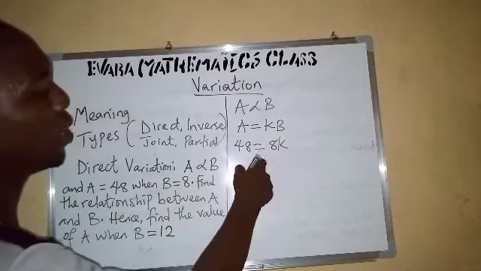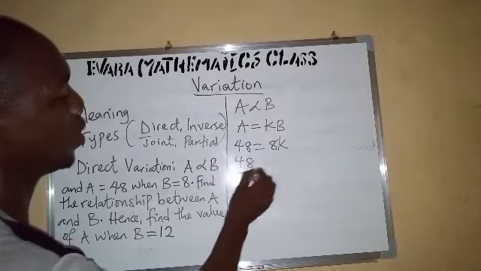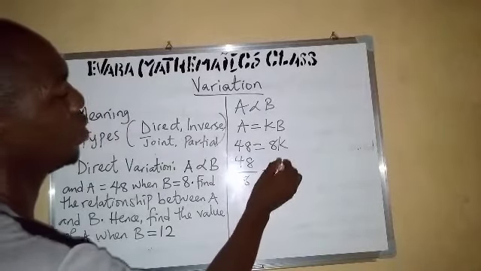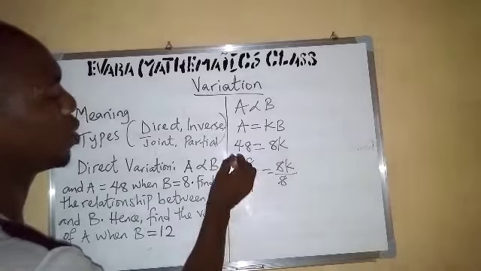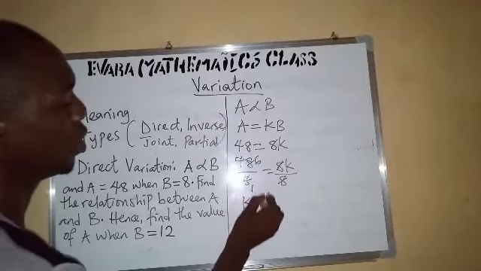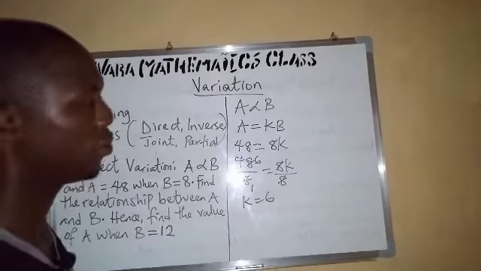So now to simplify this, we'll divide both sides by 8. 48 divided by 8 is 8K divided by 8. So 8 versus 8 here, 1. 8 in 48, 6. So that means our K equals 6. The constant takes the value 6.